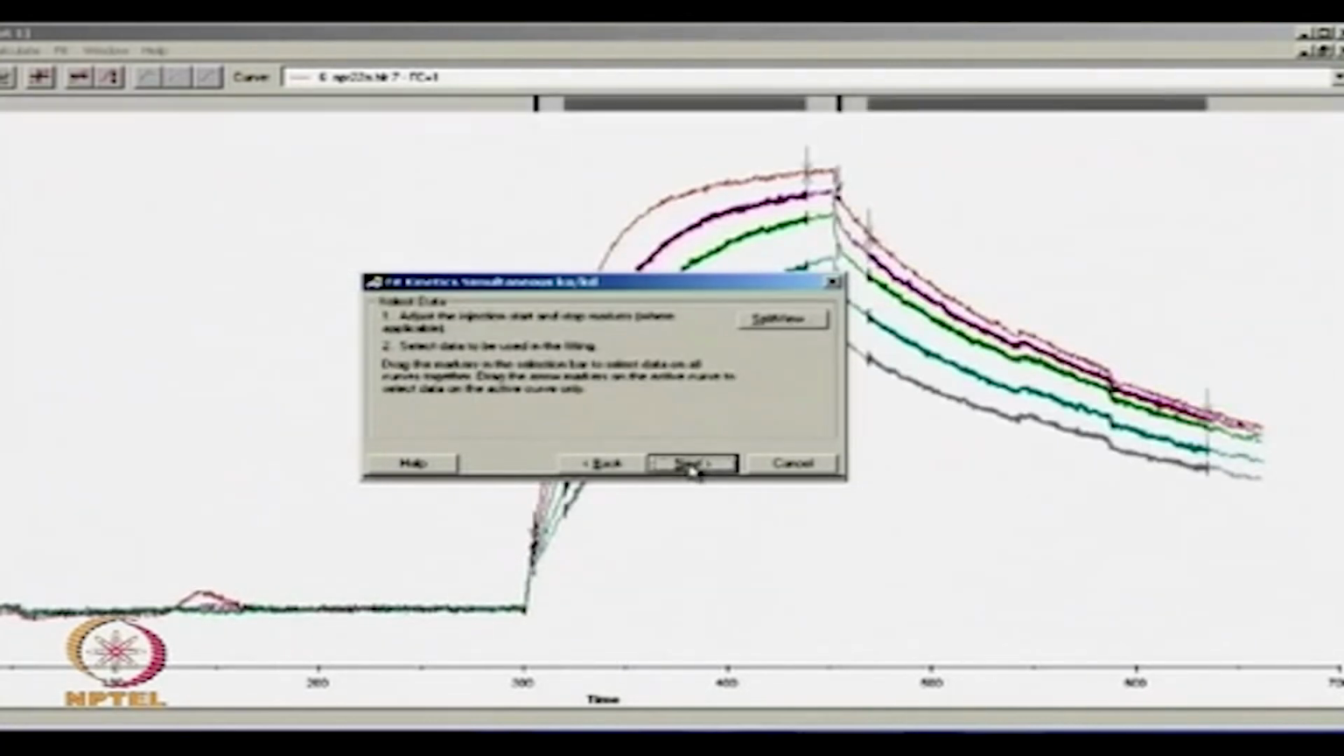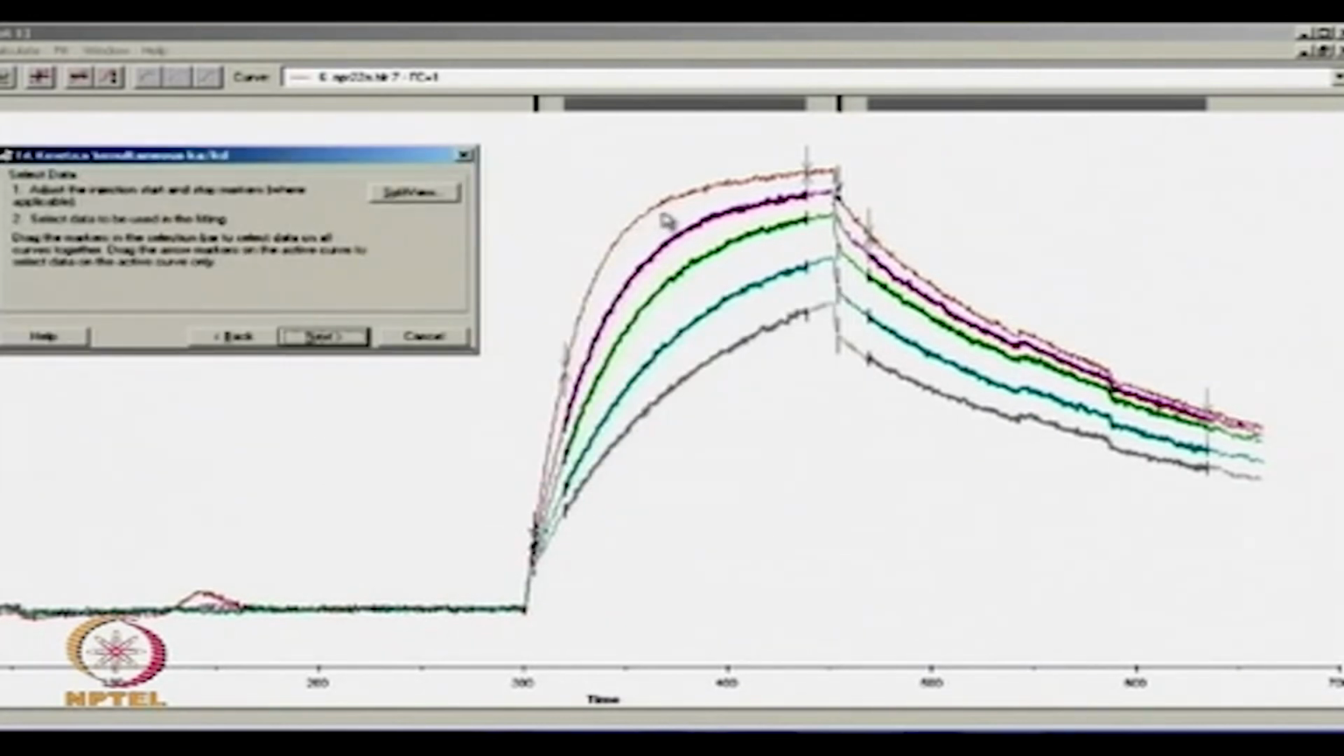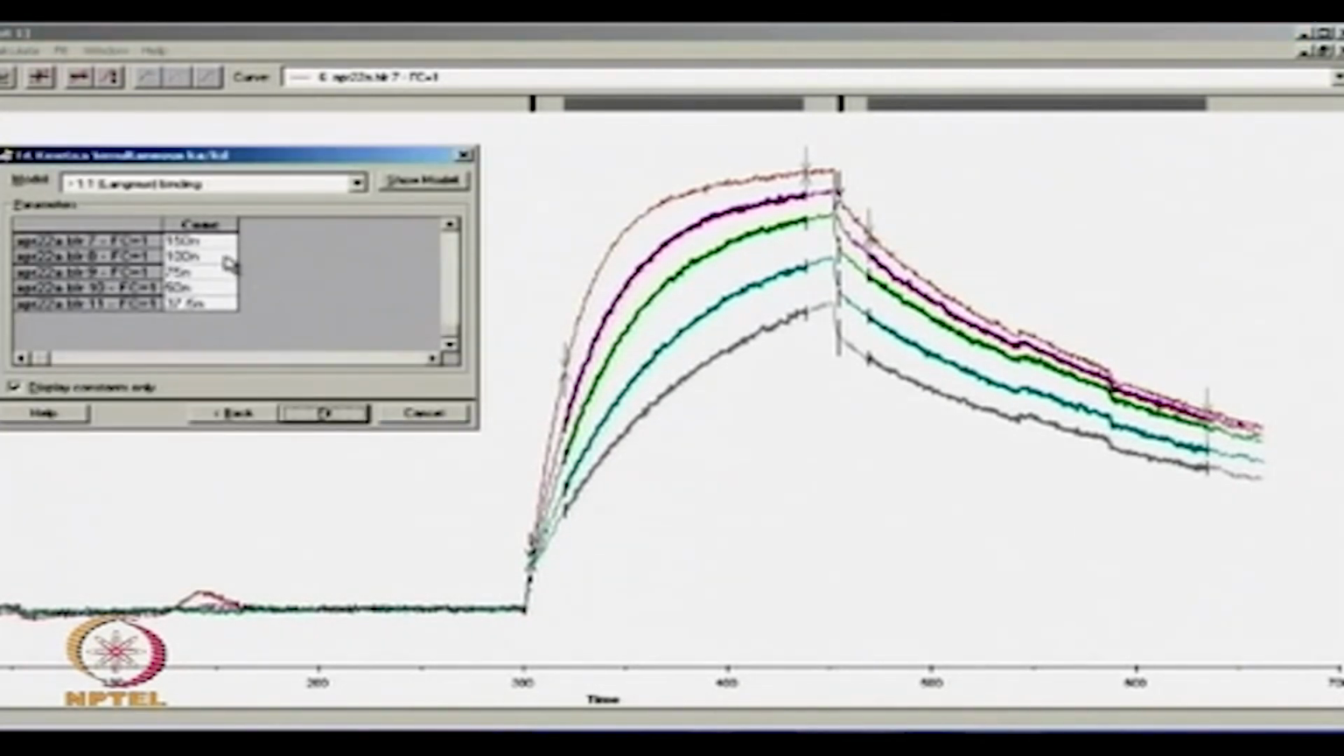so I say next. And then if I want to, I can go and adjust the start and the end time. So I can actually move this to adjust the start time and the end time of association and dissociation, which I sometimes do, but I think this is pretty well picked up by the software already. So I don't need to do much. I say next, and I enter the different concentrations of each of the samples which were run. They're entered here. Now this is very important.